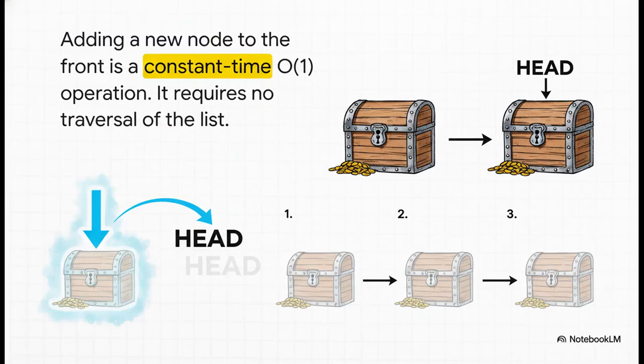Now, this whole setup has some huge advantages. Let's say you want to add a new clue, but you want to put it right at the very beginning of the treasure hunt. How hard is that? It's super easy. In fact, it's incredibly fast. All you do is create a new treasure chest, make its map point to the old starting point, and then just say, "Hey everyone, this is the new head." That's it. It's what we call a constant time or O of 1 operation. Doesn't matter if the list has 10 items or 10 million, it's always that fast.